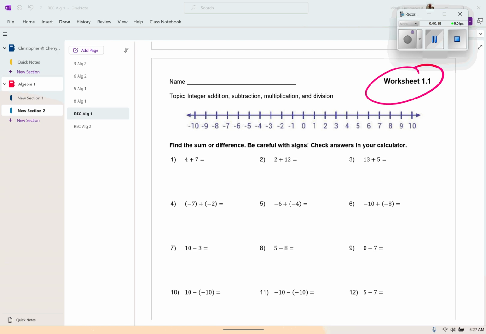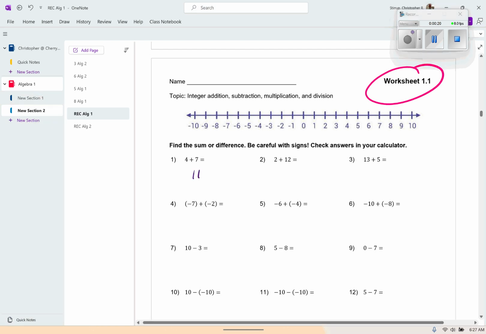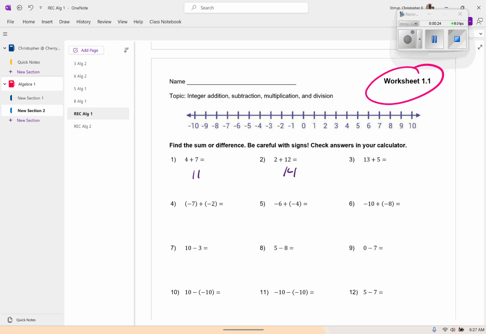So 4 plus 7 is 11. 2 plus 12 is 14. 13 plus 5 is 18. Now it's -7 and -2, and we're adding them together. So you see something that costs $7, something that costs $2. So that's going to be -9. You'll owe $9. This is the same idea, -6 plus -4. That's going to give you -10.